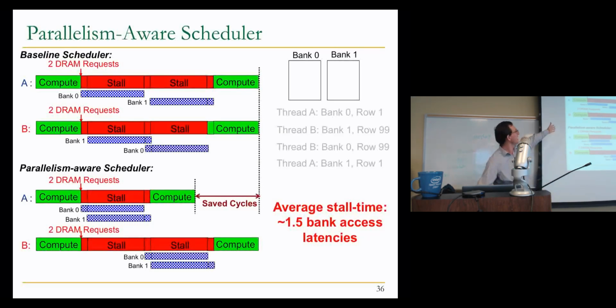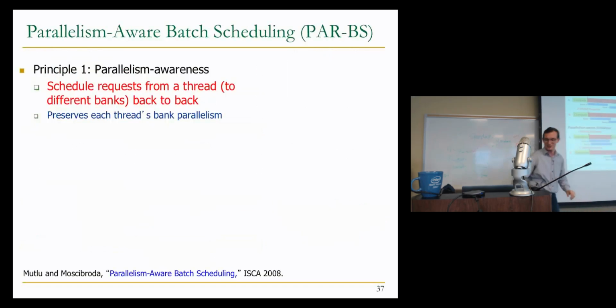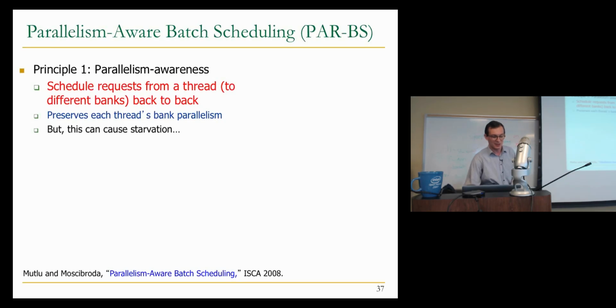Why? Because if you look at this top part, each thread stalls for approximately 2 bank access latencies, whereas here, on average, threads stall for 1.5 bank access latencies. That's the benefit. So this improves system throughput. And that's the idea of parallelism awareness, right? We've discussed this. How do you achieve that? You can schedule requests from a thread back to back.